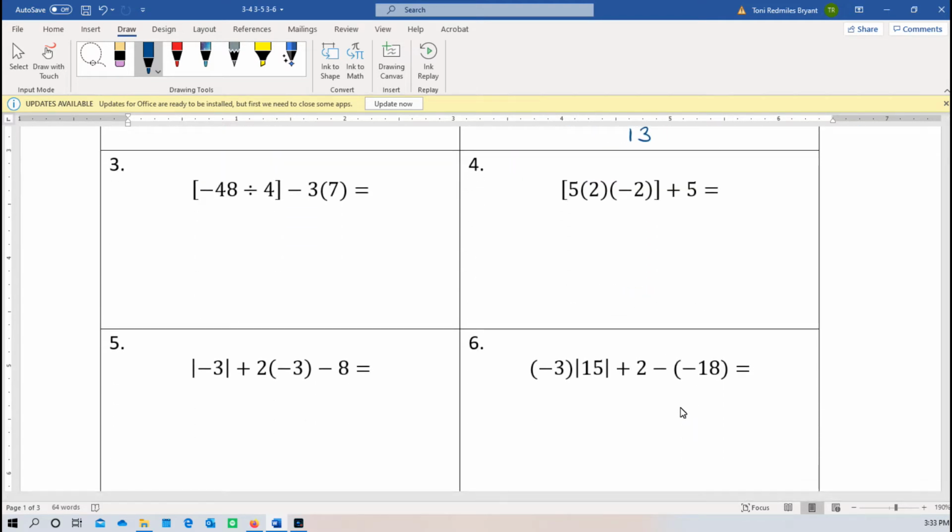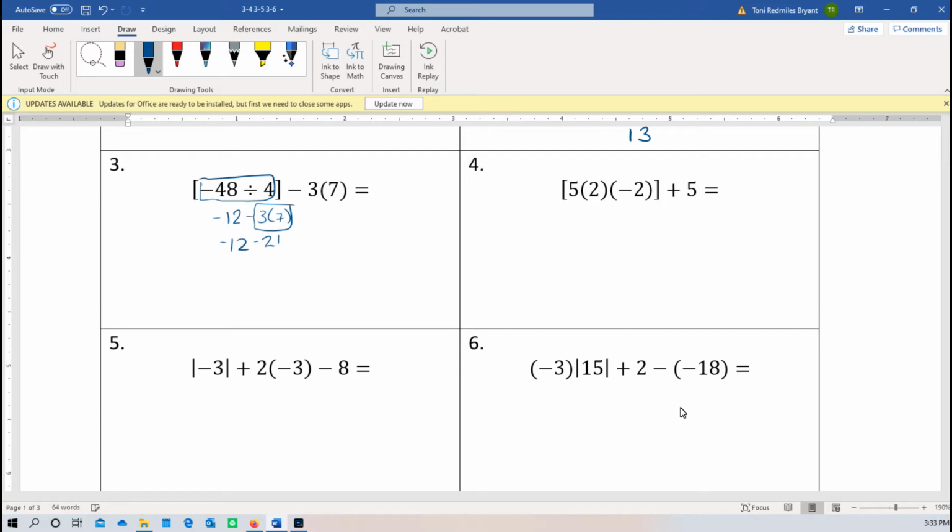All right, and this one I've got to do what's in the parentheses first. Again, it's negative 48 divided by a positive 4 this time, so it's going to be a negative 12. Order of operations says I've got to do this multiplication first. It's going to be 21.